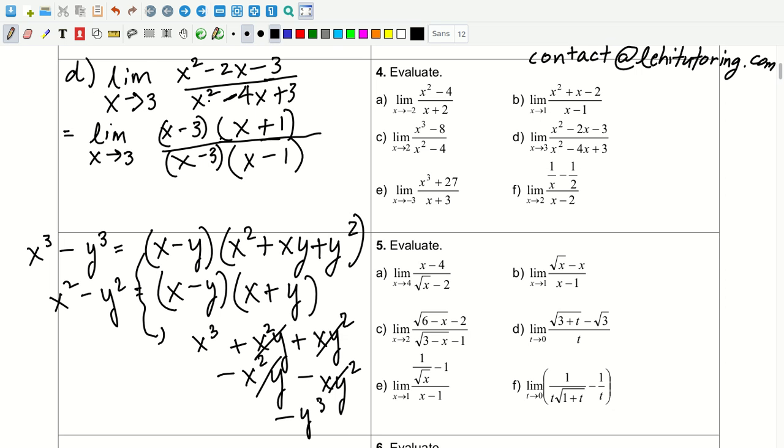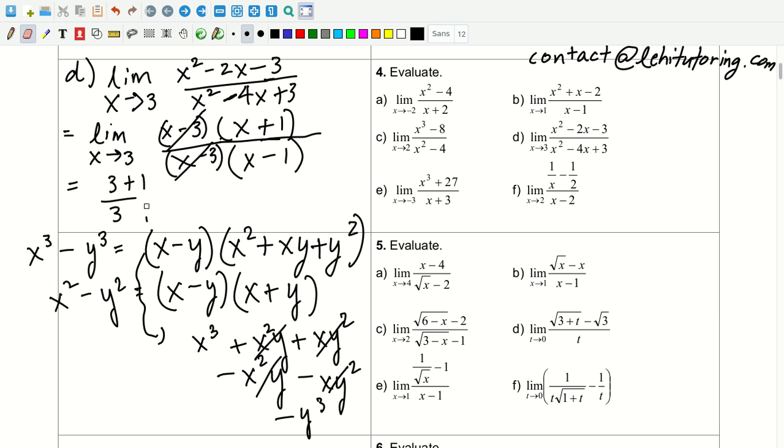So we're good. So now these guys cancel as before, right? And now there's no problem with just plugging in 3. So I'm going to do that. So 3 plus 1 all over 3 minus 1. So we got 4 over 2, and we got 2. Nice. Okay, so next we're going to do part E.